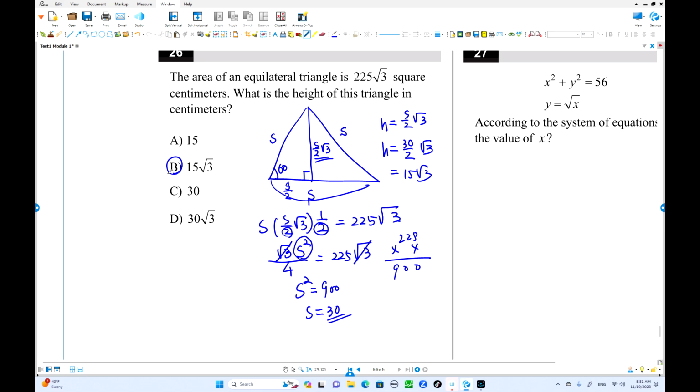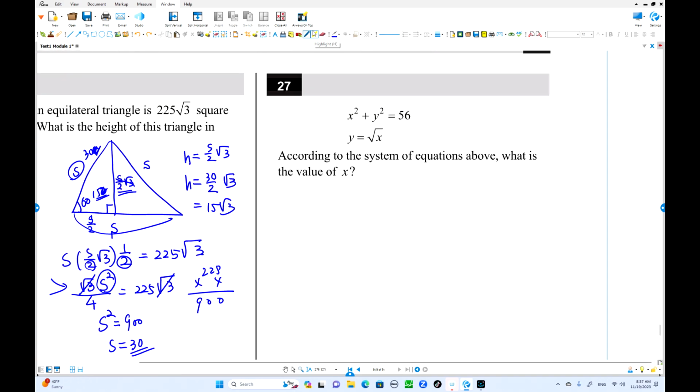But that's a shortcut. Remember, the area of an equilateral triangle with side length s is always s squared root 3 over 4. If you start from here, it will save time, right? That equals 225 root 3. This root 3 is out. So s squared is what? 900. S is 30. If this is 30, this is half of that, 15. Not 300, right? So 15 times root 3, okay? Special right triangle. You can solve it this way. That is the easier way, okay?